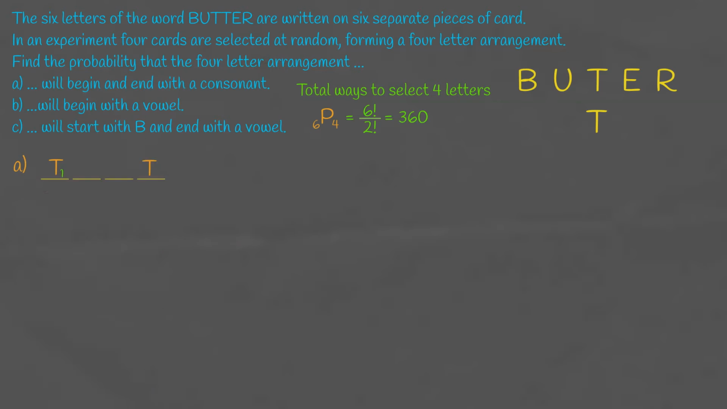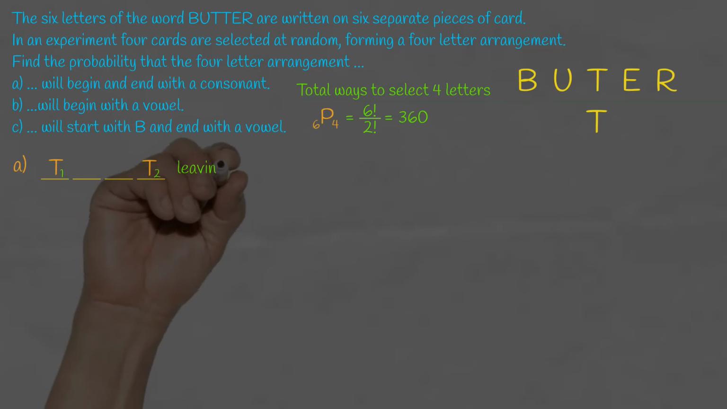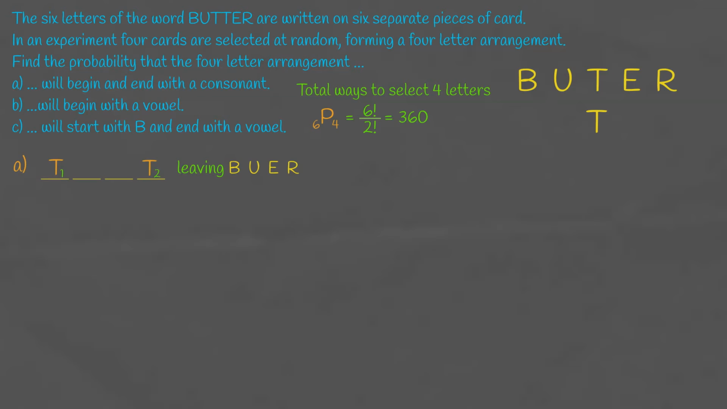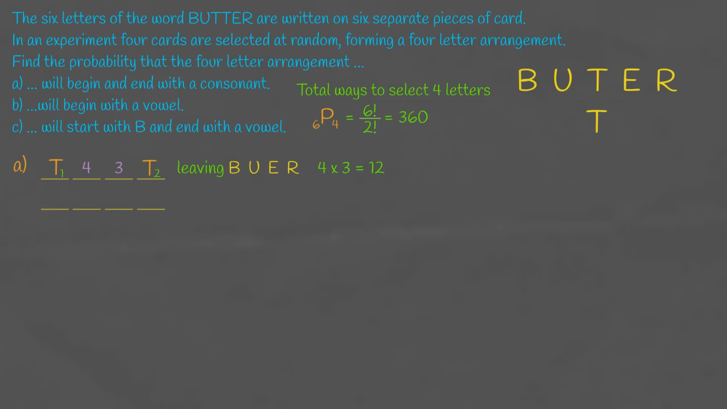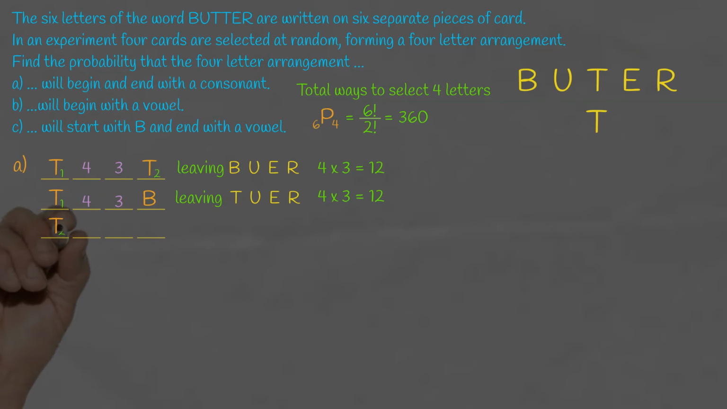So to start with, we're going to have a T at the beginning and at the end, and we're going to call them T1 and T2 to differentiate them. And in this case, we have B, U, E and R left. So we have 4 choices for the second letter and 3 choices for the third letter. This gives us 4 times 3 or 12 different arrangements where we have the first T at the beginning and the second T at the end. Then we're going to do the same with T1 at the beginning and a B at the end. This leaves T, U, E and R, so again we have 12 different arrangements.